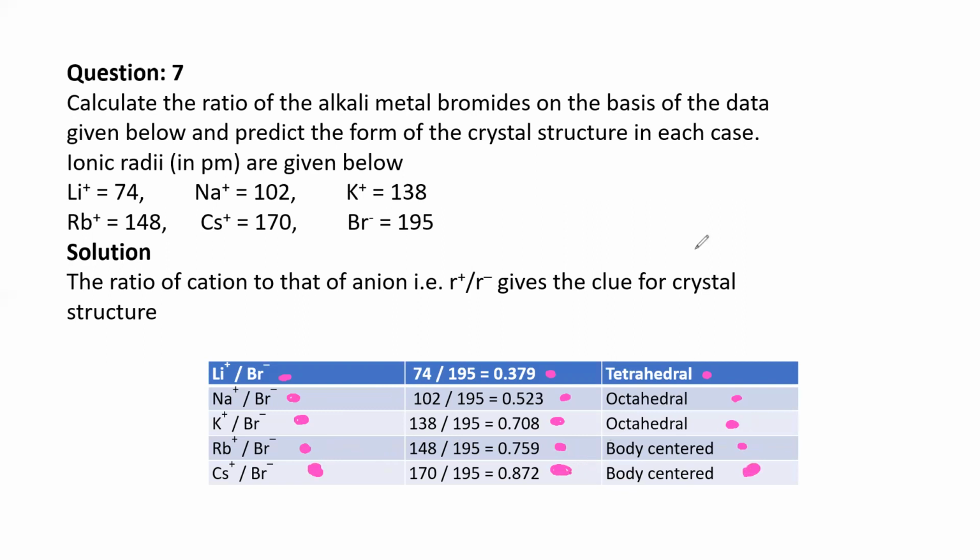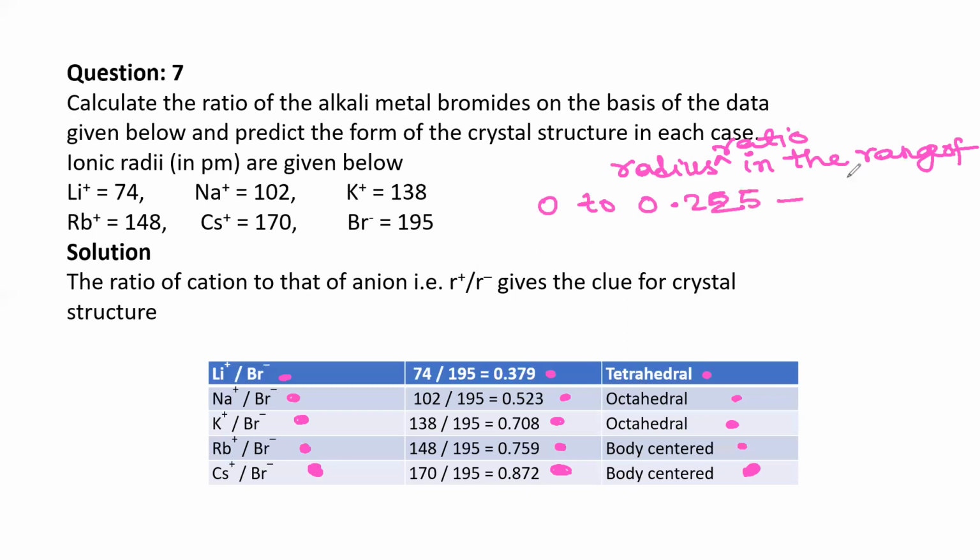If the radius ratio is in the range of 0 to 0.225, it is simple cubic. You have to note this down clearly. Simple cubic, that is cube shape. If it is in the range of 0.225 to 0.414, it is tetrahedral shape.